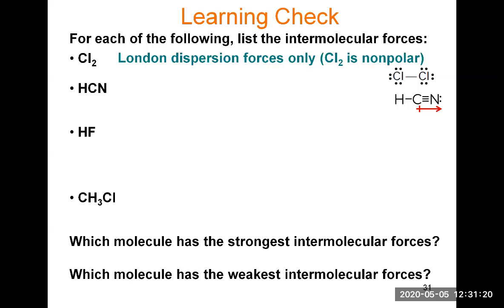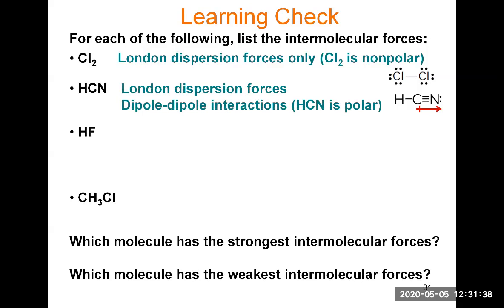And the last question is, is there a possibility for hydrogen bonding between HCN molecules? And the answer is no, because the hydrogen is bonded to carbon. It is not bonded to oxygen, nitrogen, or fluorine, right? So London dispersion forces and dipole-dipole interactions are the only intermolecular attractive forces that HCN can experience.